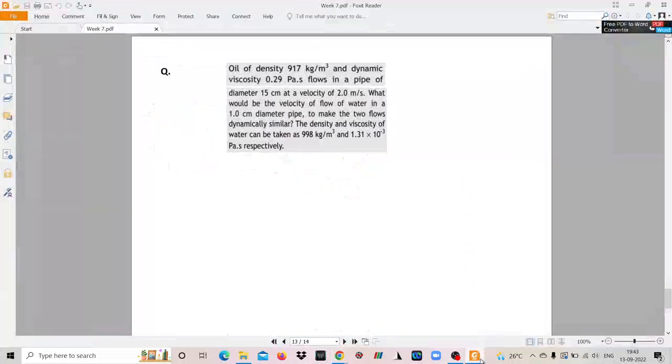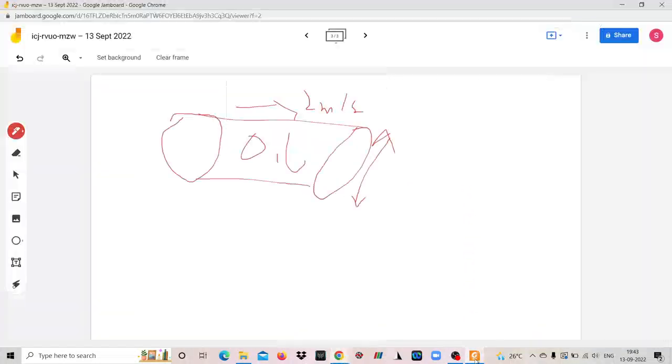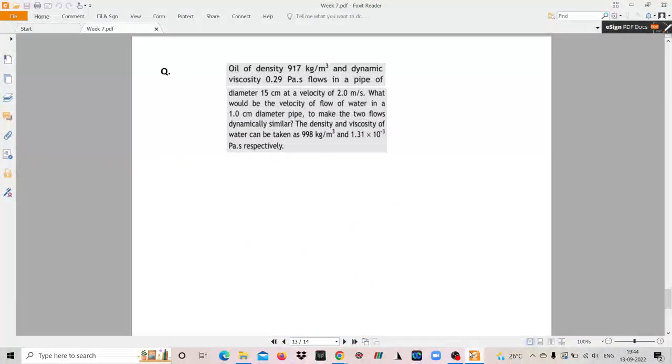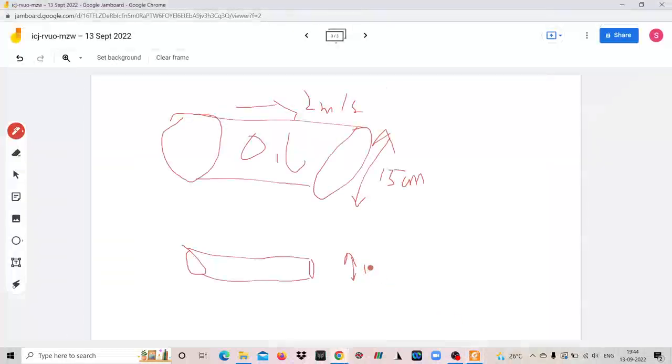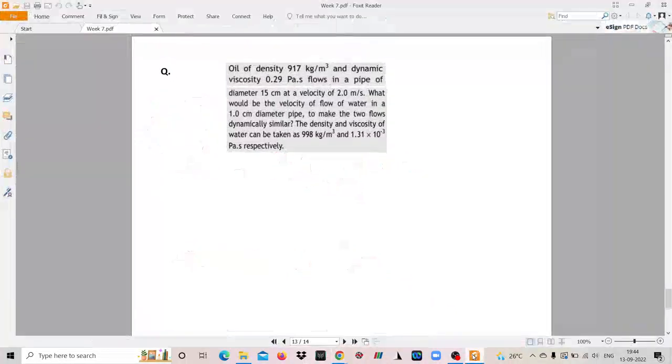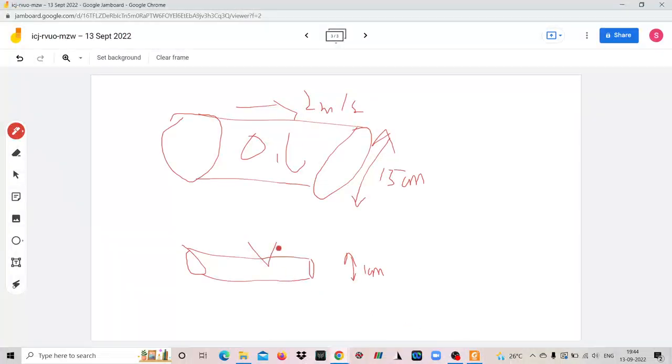And in the second situation, the diameter of the other pipe here, this is 15 centimeter, and then water is flowing in a smaller pipe whose diameter is 1 centimeter. Only this much is given, and you need to find the velocity here, the velocity of water. Water is flowing in this pipe.